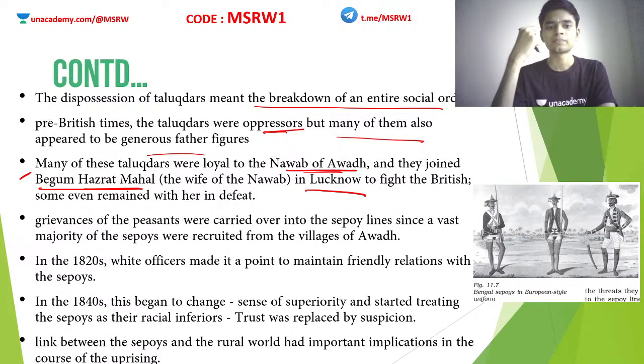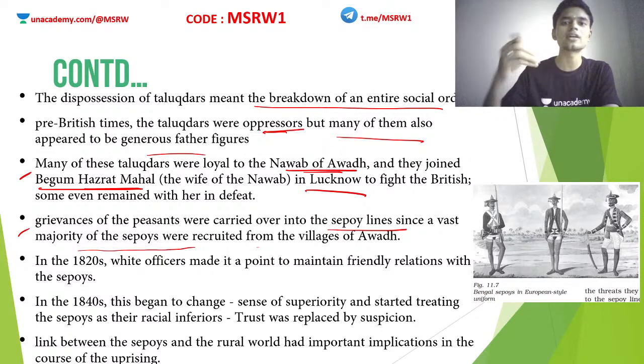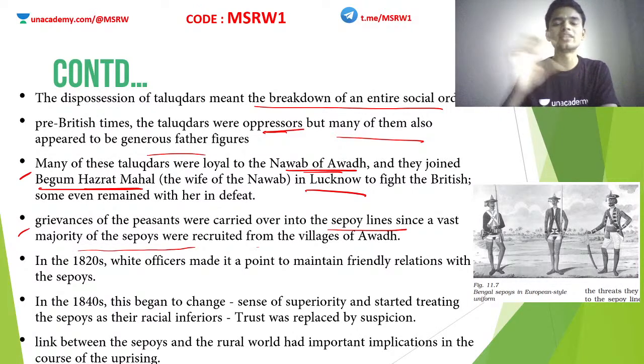Another point to glimpse. The grievances of peasants were carried over into the sepoy lines, since a vast majority of these sepoys were recruited from the villages of Oudh. The mutiny began in the sepoy regiment in Meerut, but it became a mass rebellion. It spread to civilians also. Why? Because sepoys were recruited from among the civilians. The families of the sepoys were among the civilians. So when they conversed with family members, they would get an idea of how the sepoys were being treated. Similarly, how the British treated these civilians, they would pass the information to the sepoys. So mutually they knew about everything that was happening both in military ranks as well as in the civilian section.